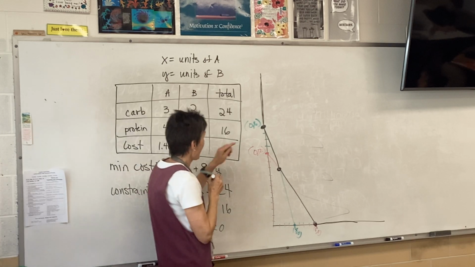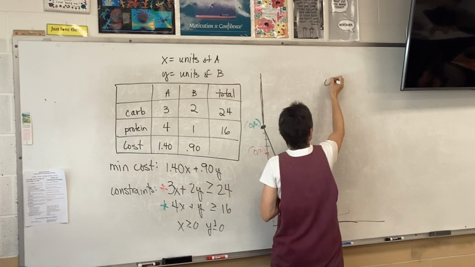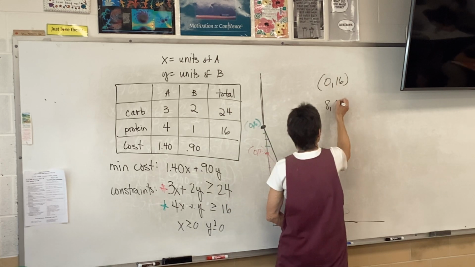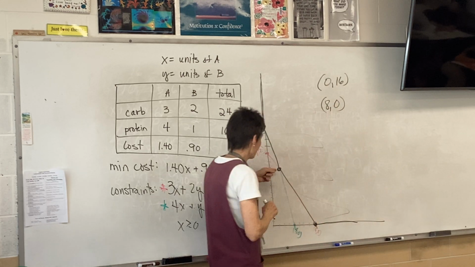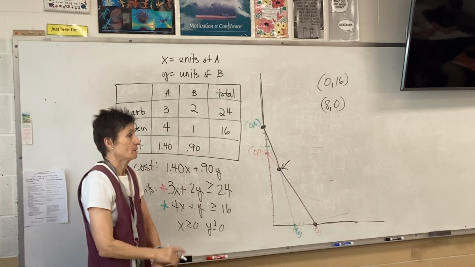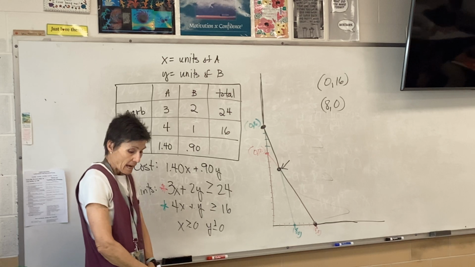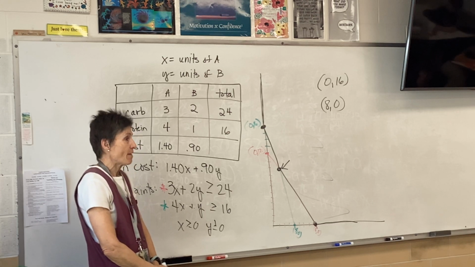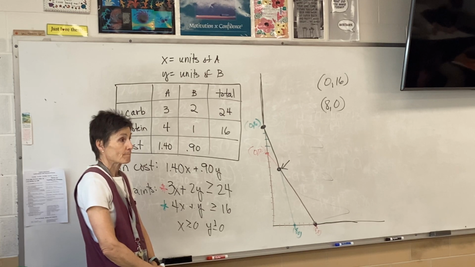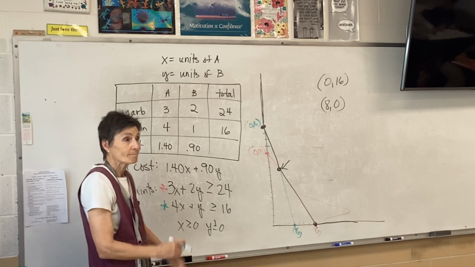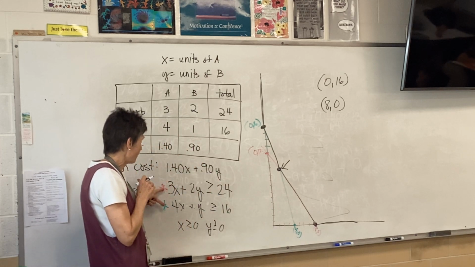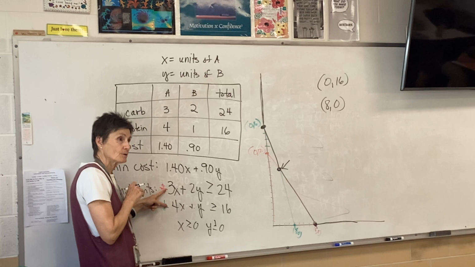Bounded by the point (0, 16), the point (8, 0), and that one. How do I find that point? It's the intersection of red and green.